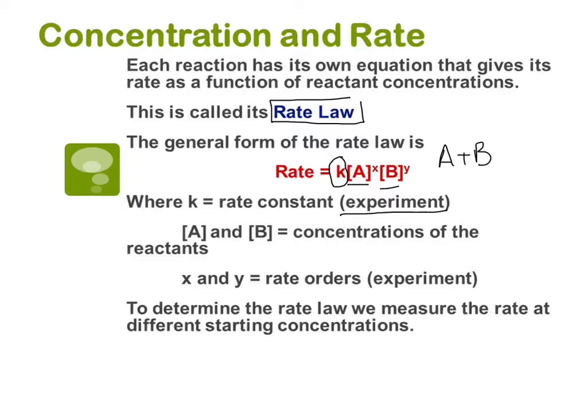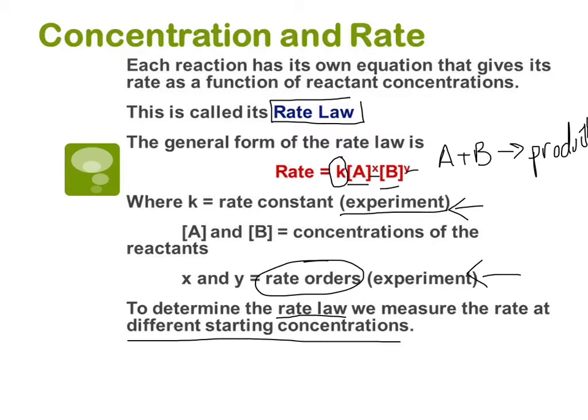This would be for the equation A plus B giving products. And X and Y are the rate orders, which we are also going to determine through experiment. To determine the rate law then, we have a couple of things we need to figure out, which is the rate constant and the rate orders. We need to do this by measuring the rate at different starting concentrations of the reactants.